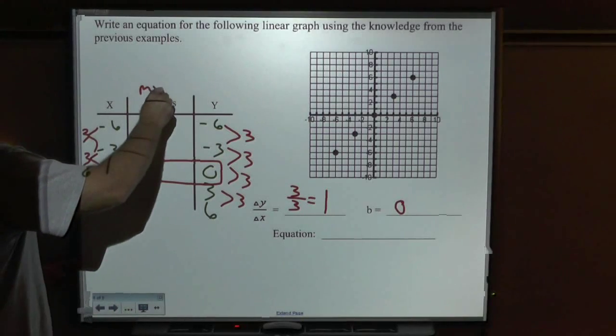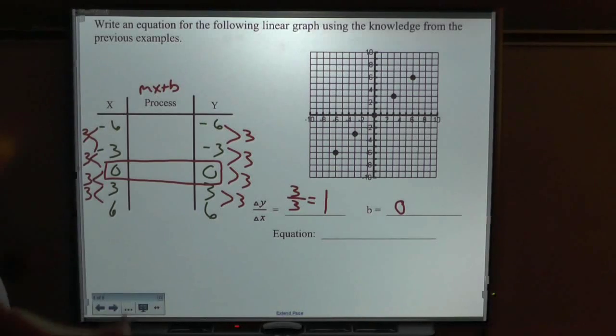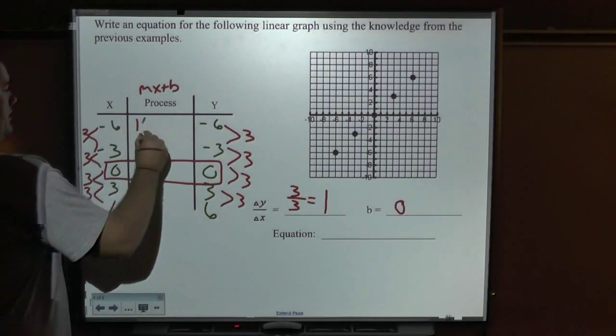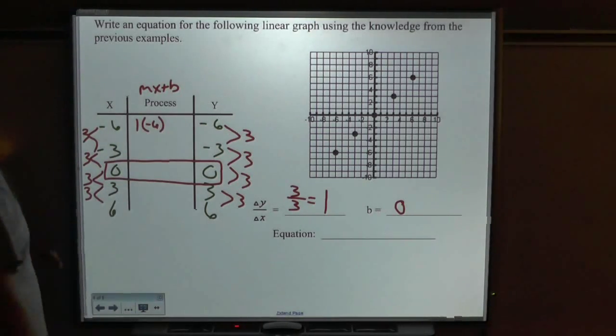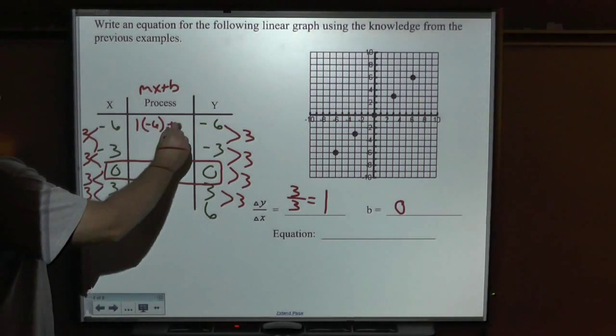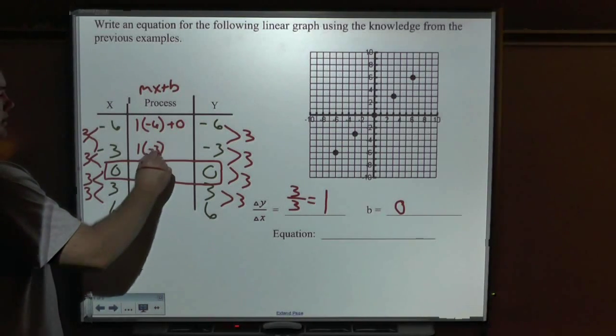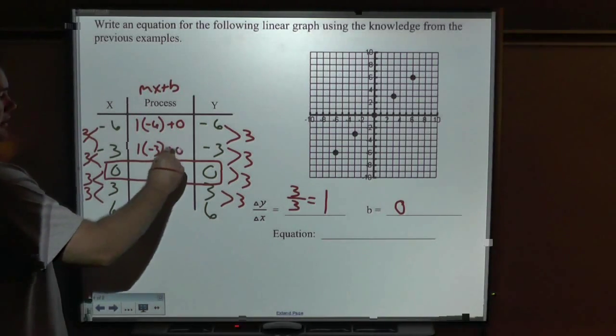So that mx plus b. So watch carefully to see how we write this one. So m is 1 times -6. Well, what's 1 times -6? -6 is what you have. That's why we're adding on 0. 1 times -3. It's -3 plus 0.